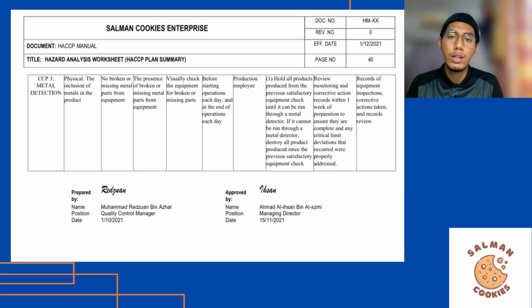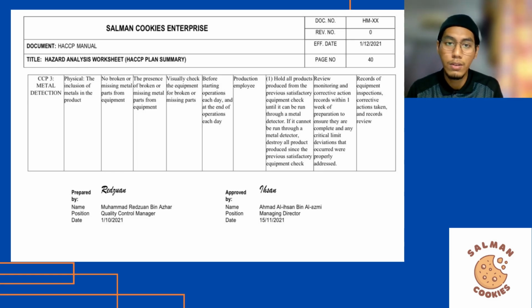So it must be ensured that there are no broken or missing metal parts, either from the equipment or the machine, inside the product. The presence of any metal part must be checked using the metal detection machine, and also using a visual inspection throughout the equipment and the machine. Any metal part that might be missing can be traced using the metal detection machine, and also by a visual inspection by the employee.